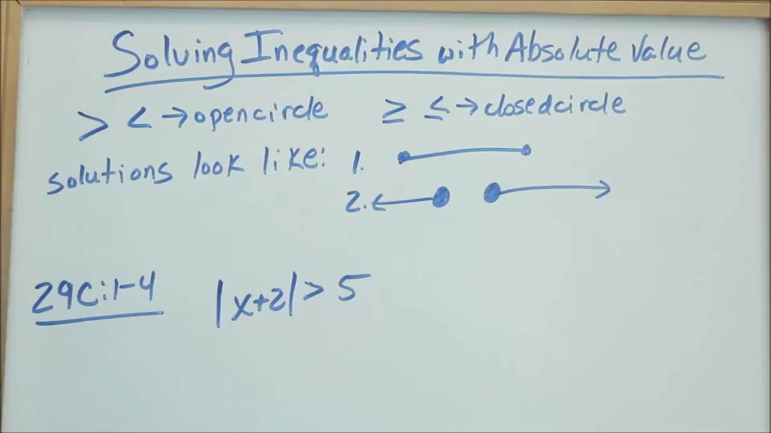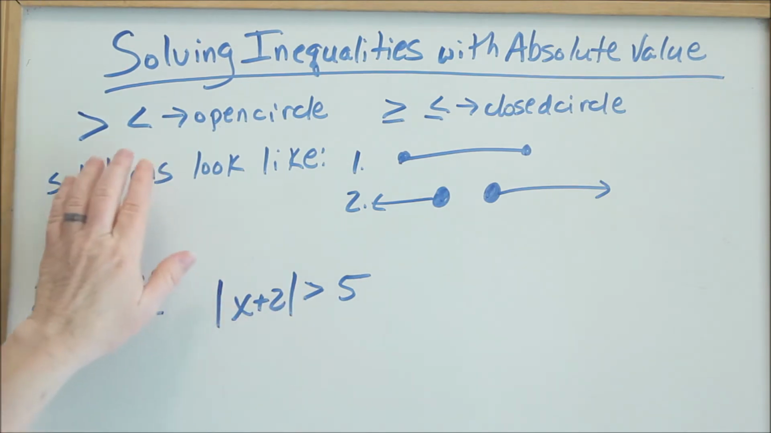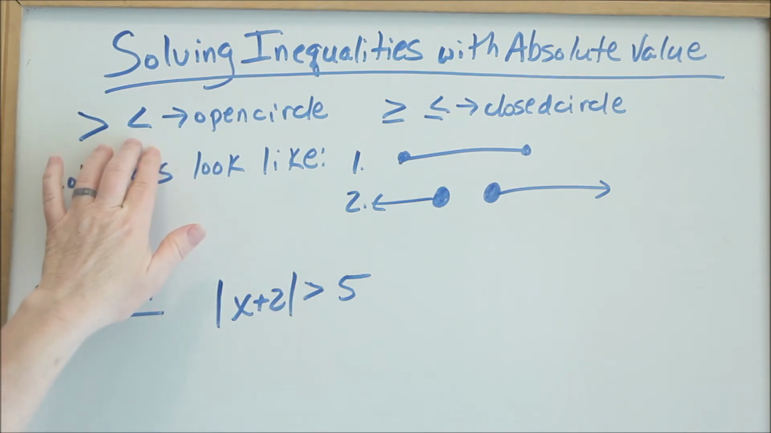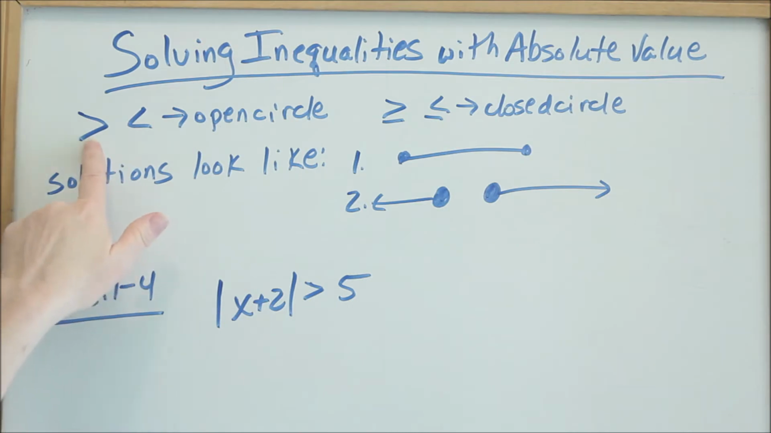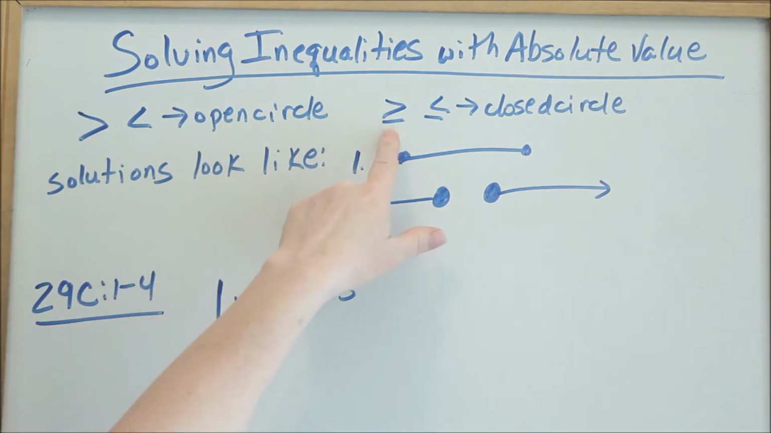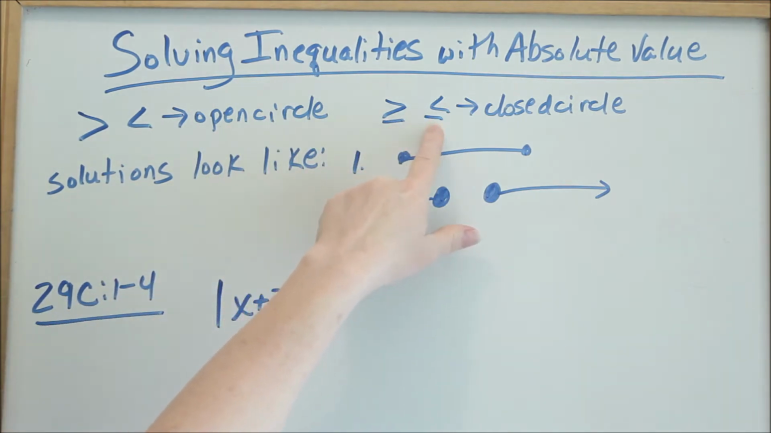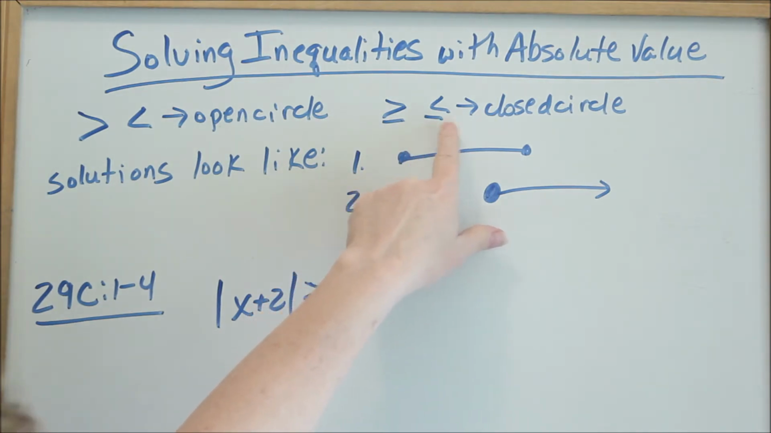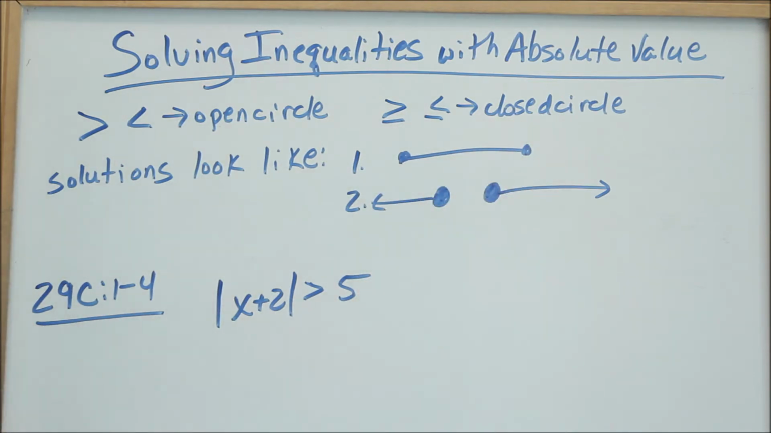Okay, today we're solving inequalities with absolute value. So, in other words, we're going to have an inequality sign instead of an equal sign. As a reminder from algebra, if you have a greater than or less than, you're going to have an open circle because you're not including the point. If you have a greater than or equal to or less than or equal to, you have a closed circle. So if you are equal to a point, you have a closed circle, you will include that point.